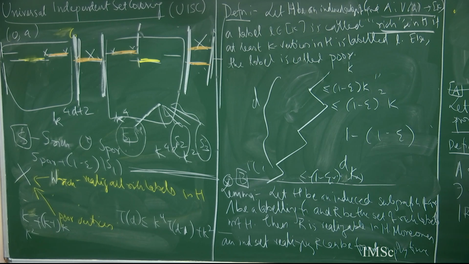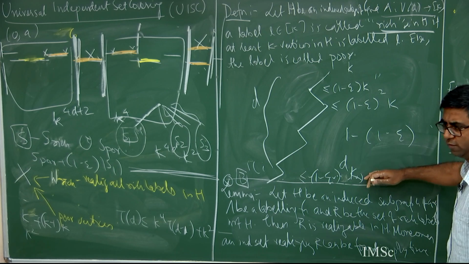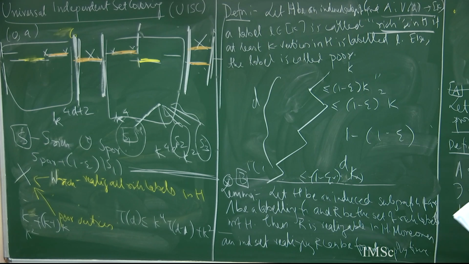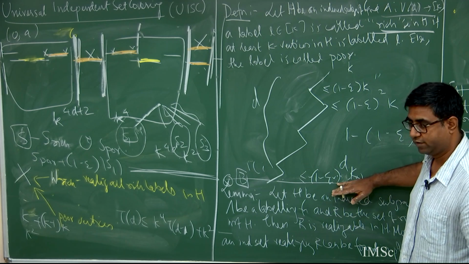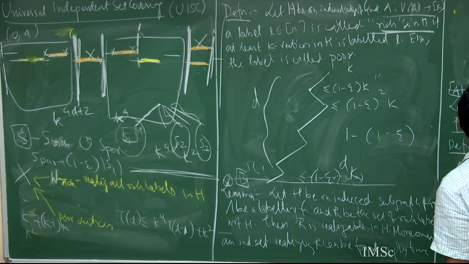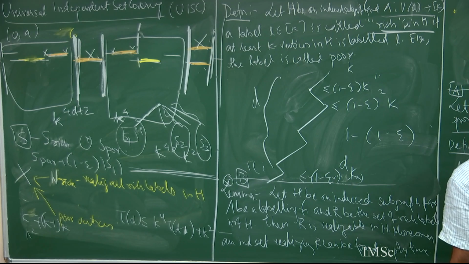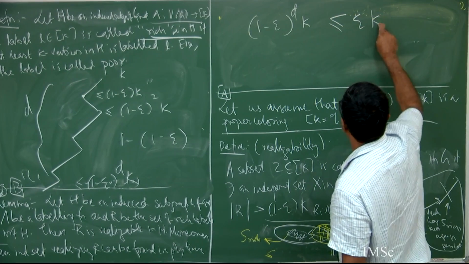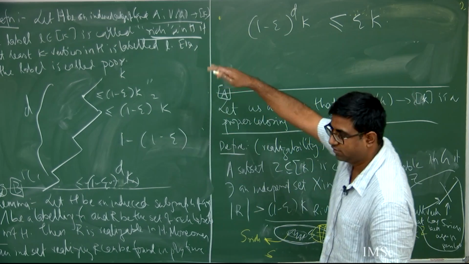I could give you a proof by proving it formally, but it doesn't help that much. So let's do this computation. This is a very important thing which happens. What are we trying to show? How many rich labels are left at the end? This much, and I'm claiming to you that 1 minus epsilon to the power d times k is actually less than or equal to epsilon times k, or whatever the rich labels you started with.